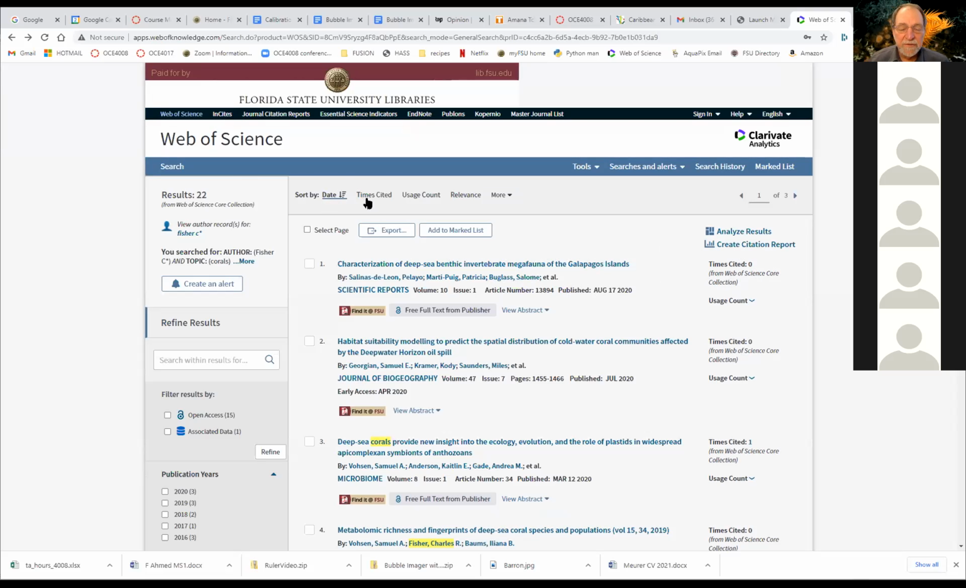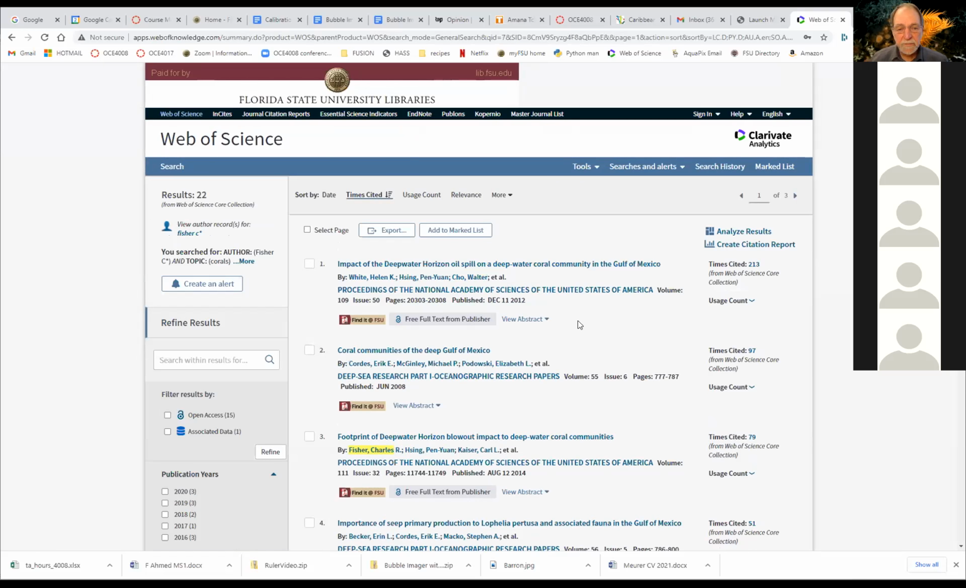So if instead we sort this list of coral publications by Charles Fisher by times cited, we can see that some of the papers he's written have been cited quite a lot. So here is a very widely cited paper, The Impact of the Deepwater Horizon Oil Spill on a Deep Water Coral Community in the Gulf of Mexico. This has been cited 213 times. So this is a very influential paper.